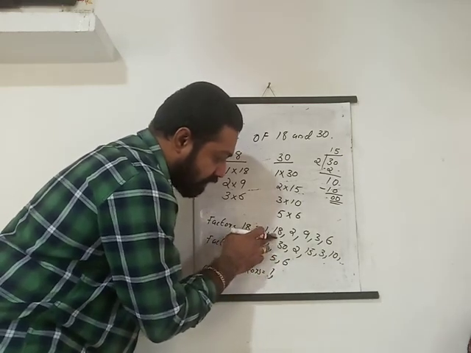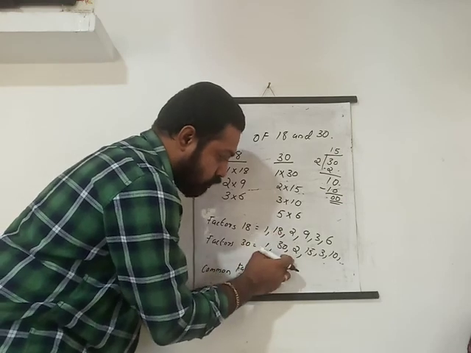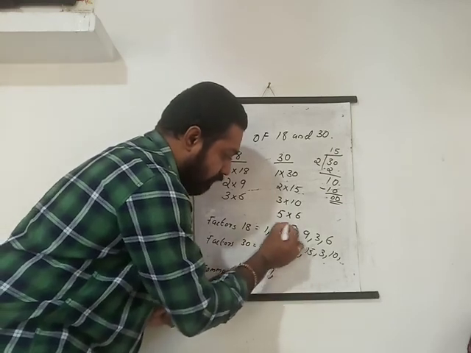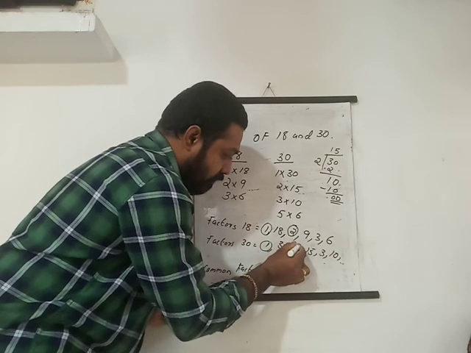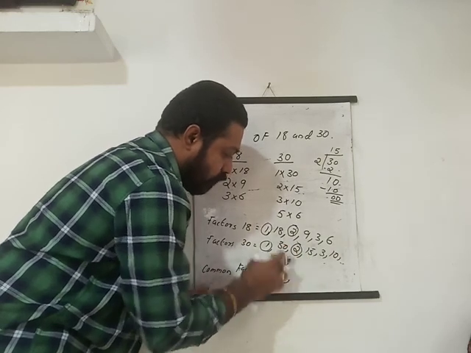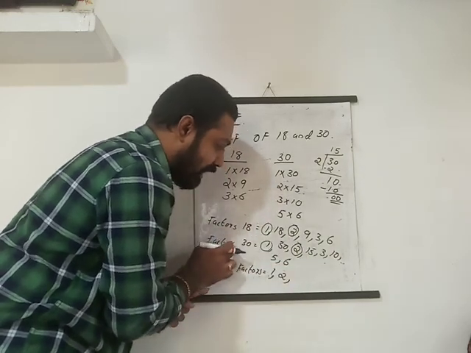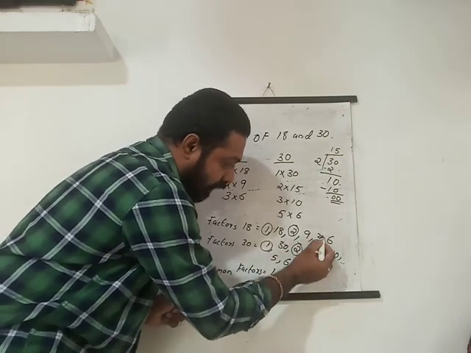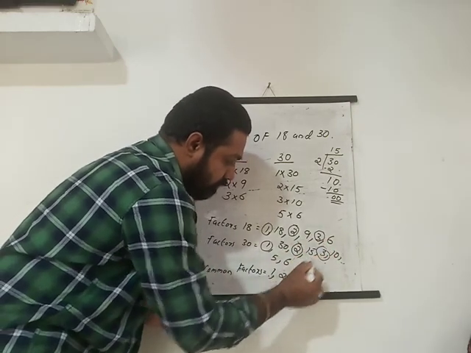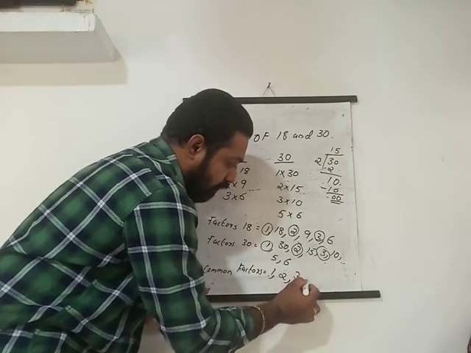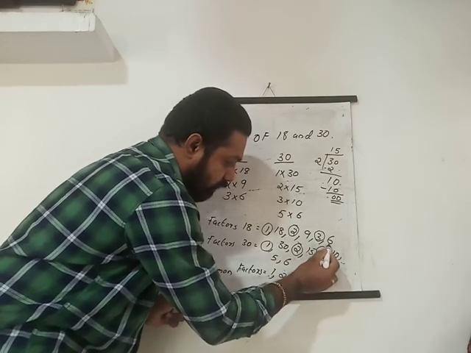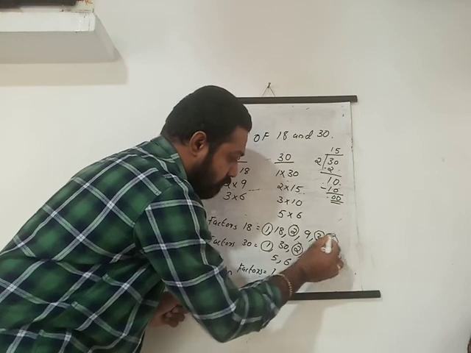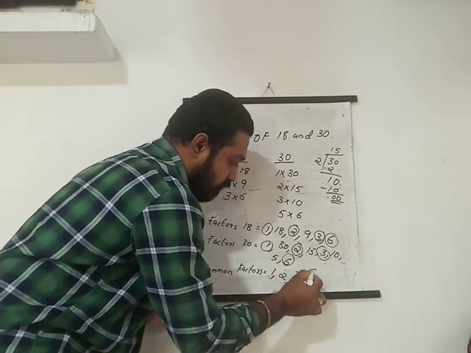Do we have 18 here? No, 18 is not there. 2 is there, isn't it? 2 is here. 1, then 2. 2 you can write. This is common for both 18 and 30, isn't it? Then 9, we don't have 9 here. 3 is here, isn't it? 3 here and here. So 3 I wrote here. Then 6 is here. 6 is here. Here 6 you can see. Here also 6. So 6 I wrote here.